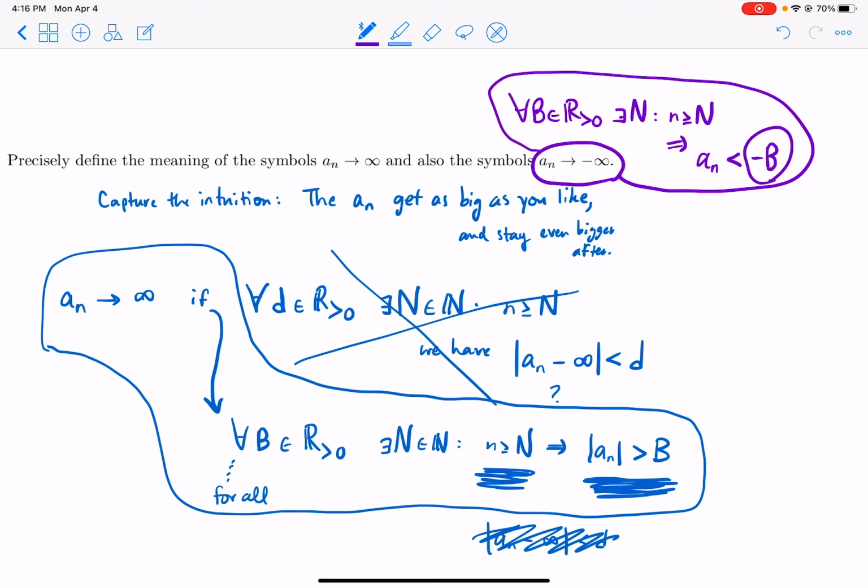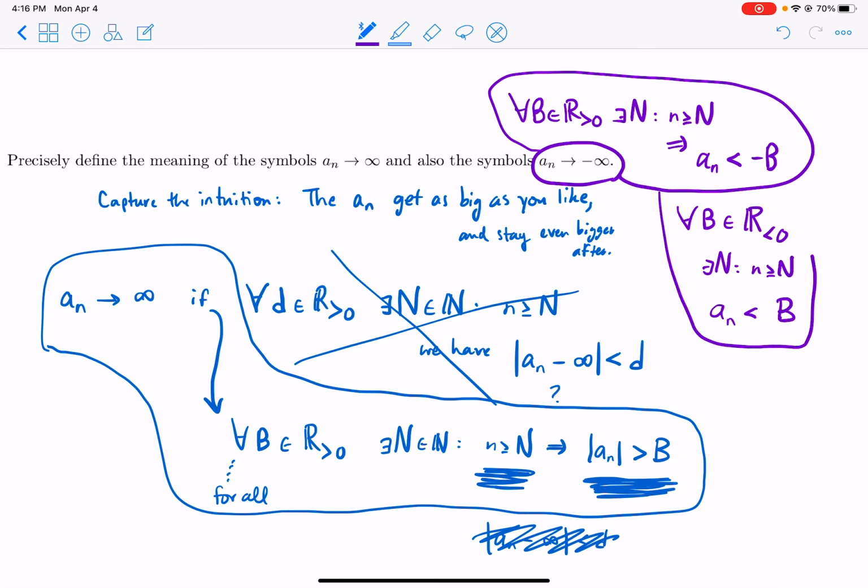Here's one possible answer. Now, of course, if you don't like this minus b for a b positive, then you could say for all b that are strictly negative, there exists an n such that going past that n implies that a sub n is less than b. These are equivalent. They're two different definitions that turn out to give the exact same results. Okay.